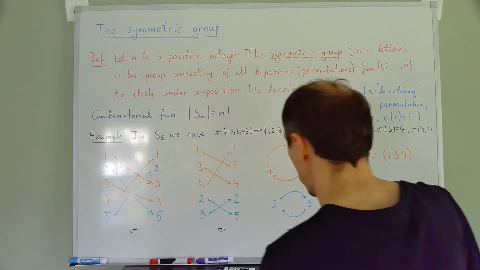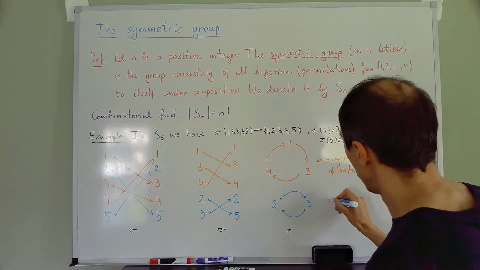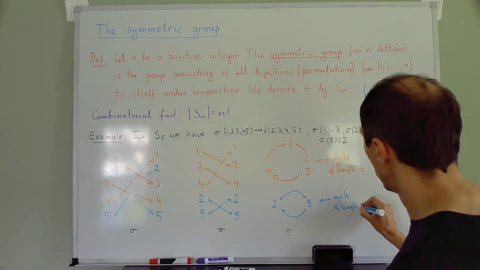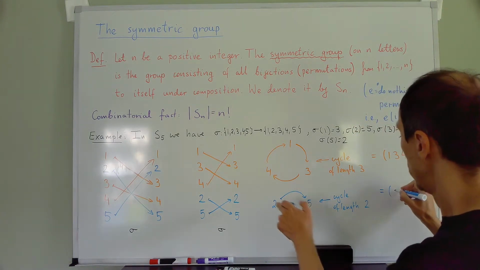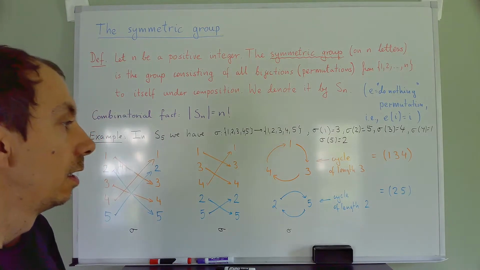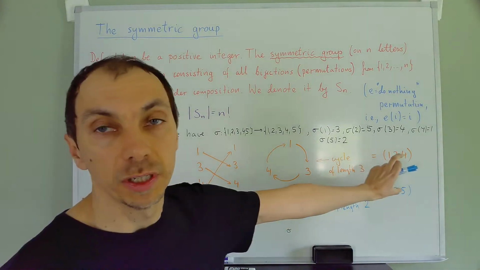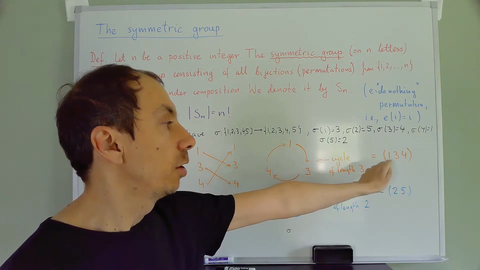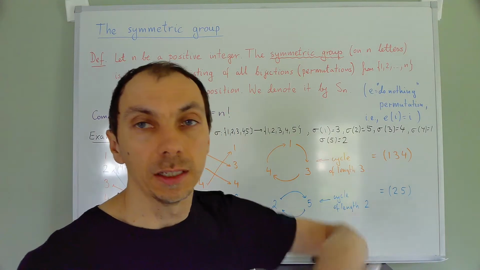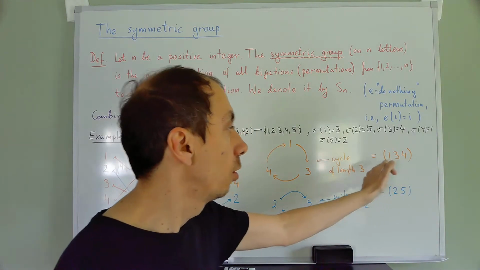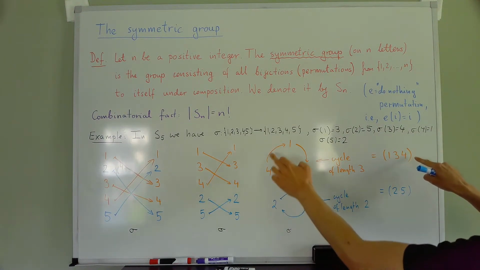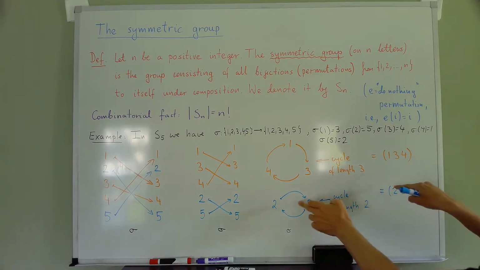While this cycle here, this is a cycle of length 2, can be written as 2, 5. Okay, and sometimes people even, so nobody really writes these things. People always write just these things. So you read it usually like 1 goes to 3, 3 goes to 4, 4 goes to 1. You see, I don't write 1 again at the end. I just know that the last number always goes to the first one, right? 1 goes to 3, 3 goes to 4, 4 goes to 1. That's what it means. And this means 2 goes to 5, 5 goes to 2.